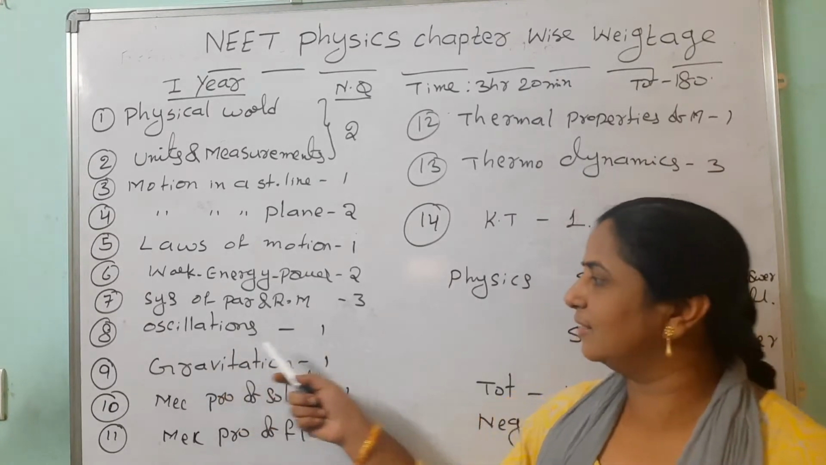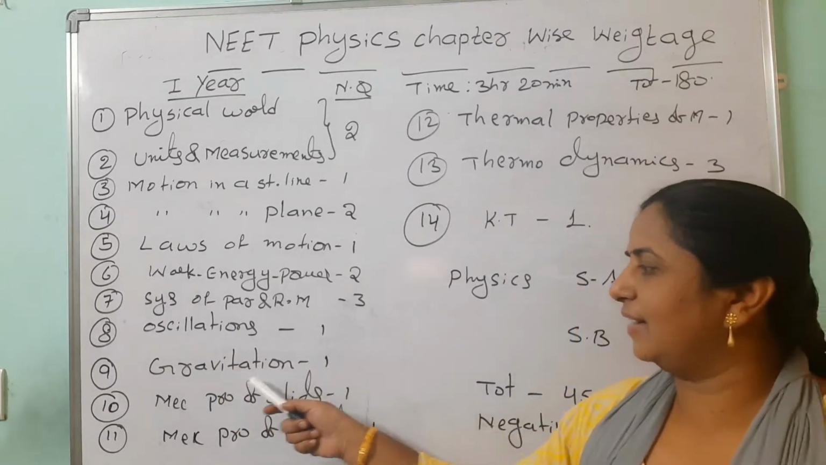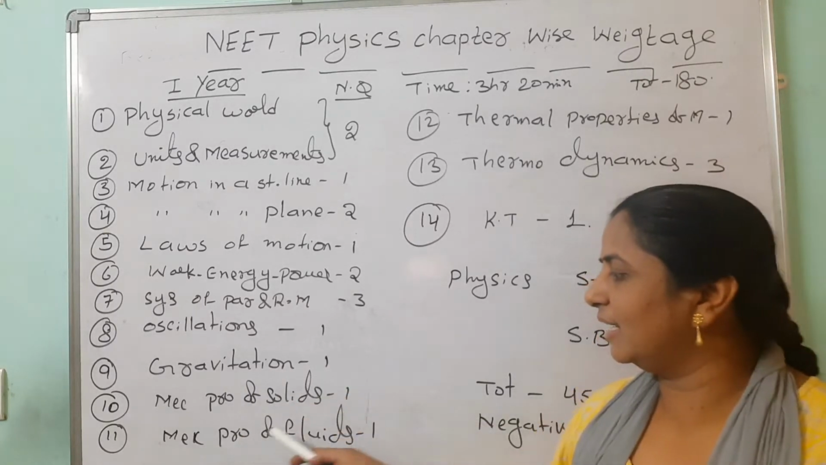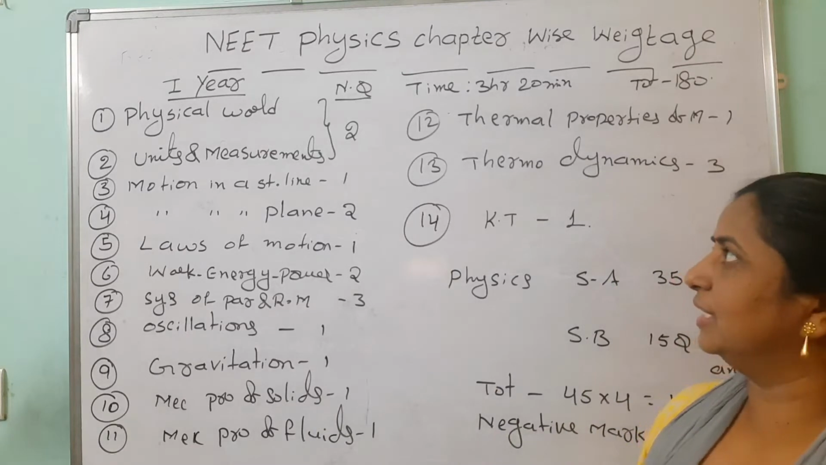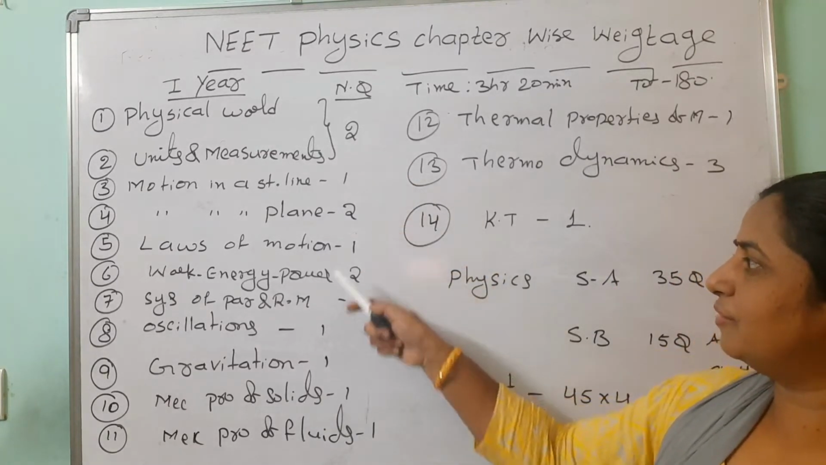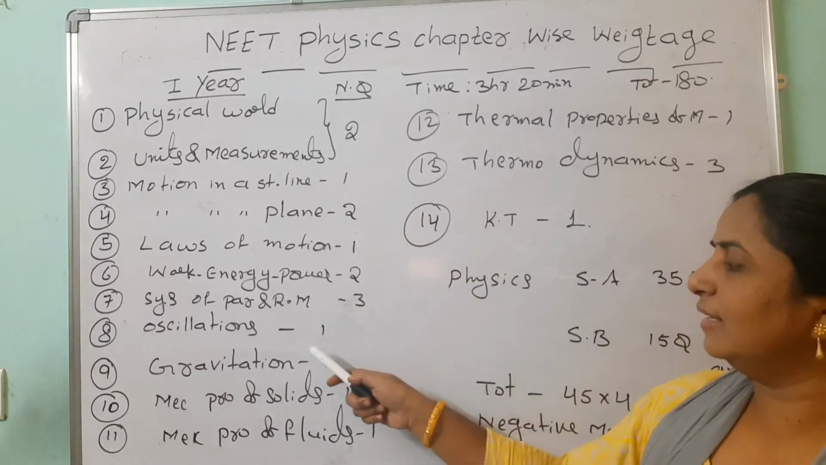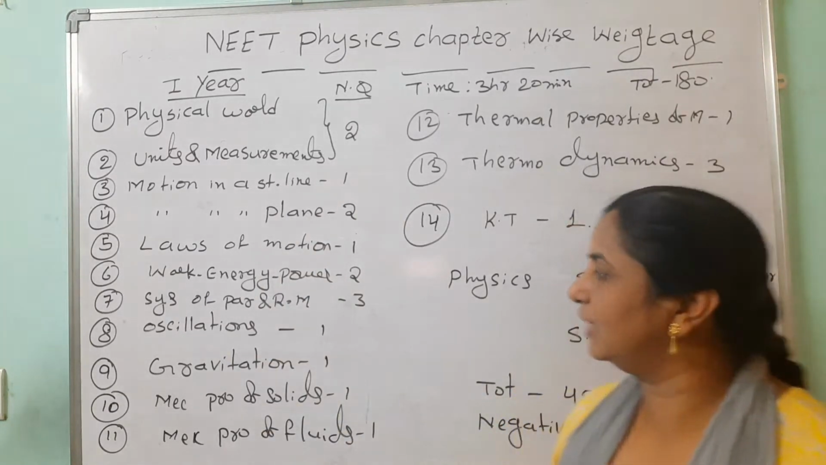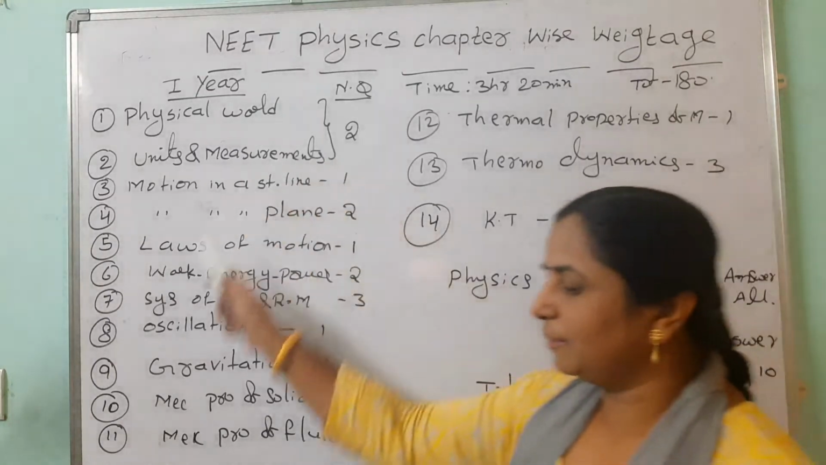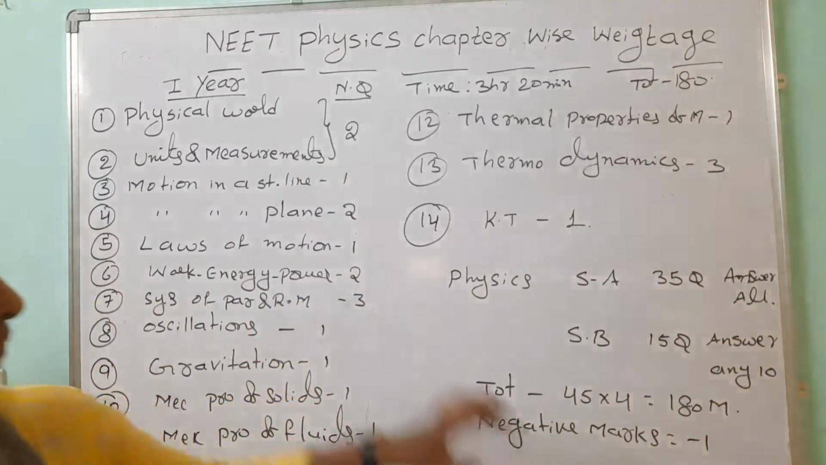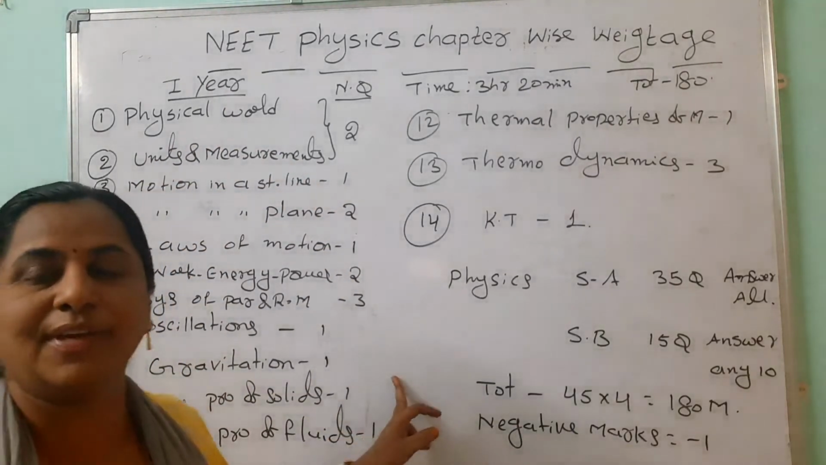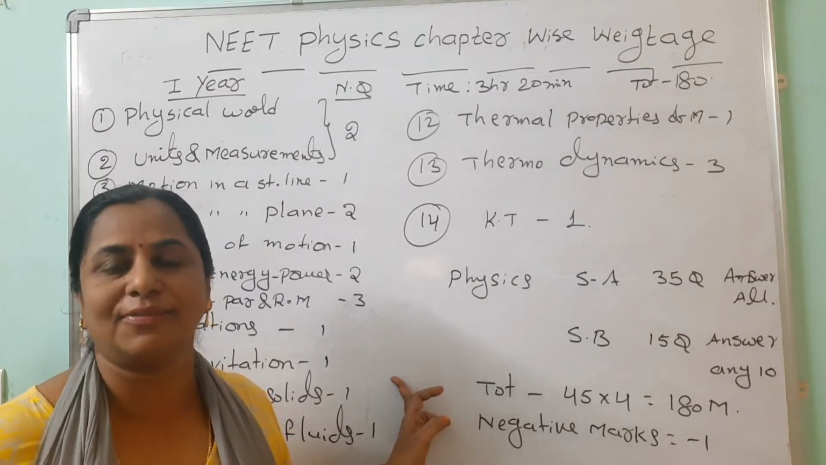Then from oscillations we can expect 1 question, gravitation 1 question, mechanical properties of solids 1 question, and mechanical properties of fluids 1 question. When you count these, 3 plus 2 is 5, plus 3 is 8, 11, 12, 13, 14, 15. So we are expecting 15 questions from mechanics only. From here to here we are saying mechanics is 15 questions. 15 into 4, how much? 60 marks we are expecting.